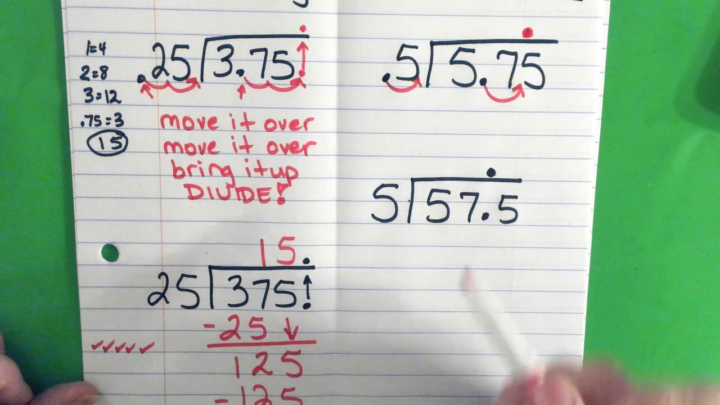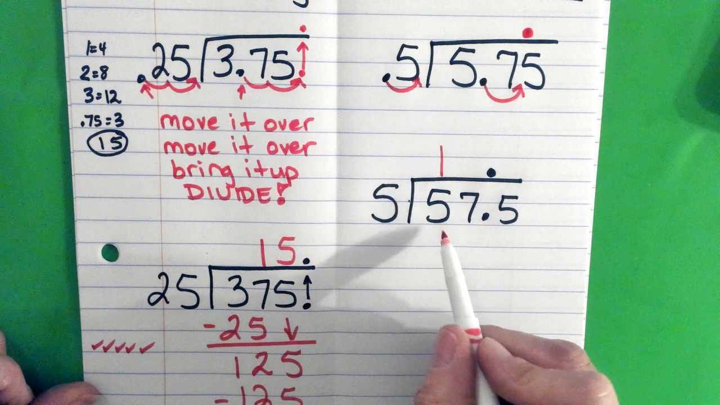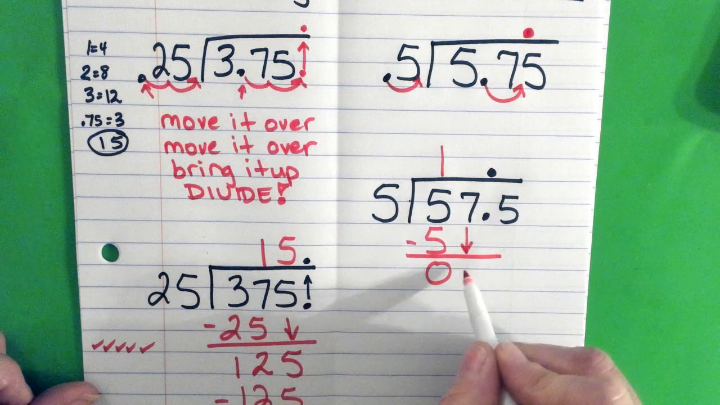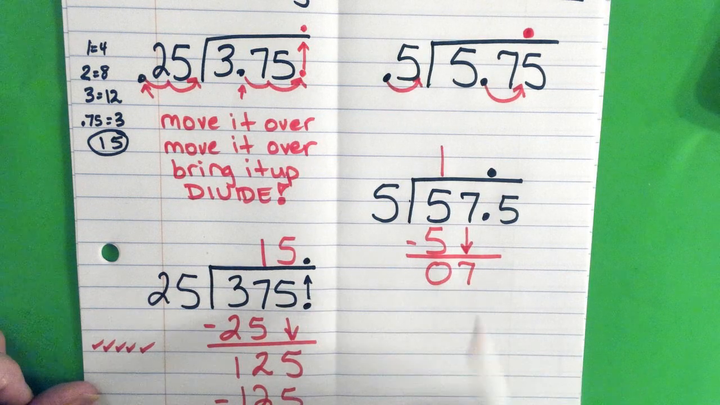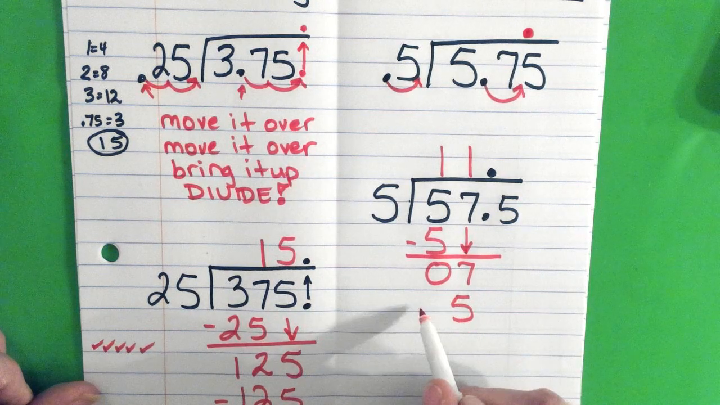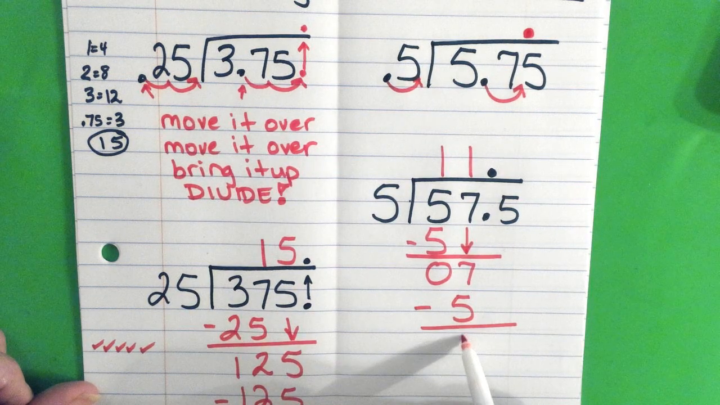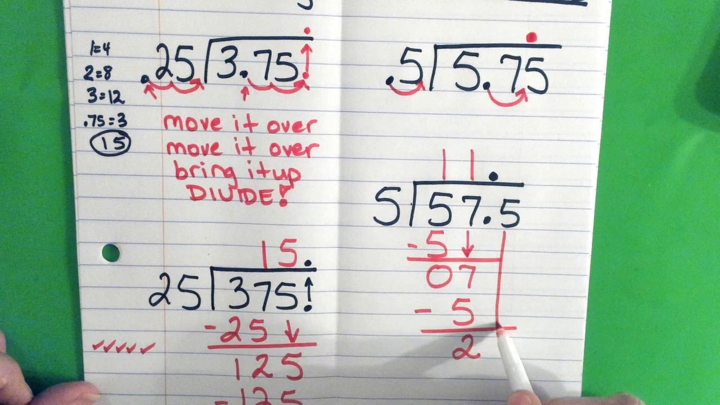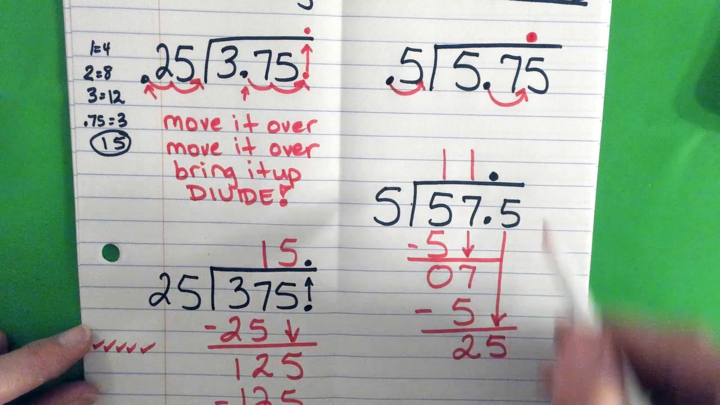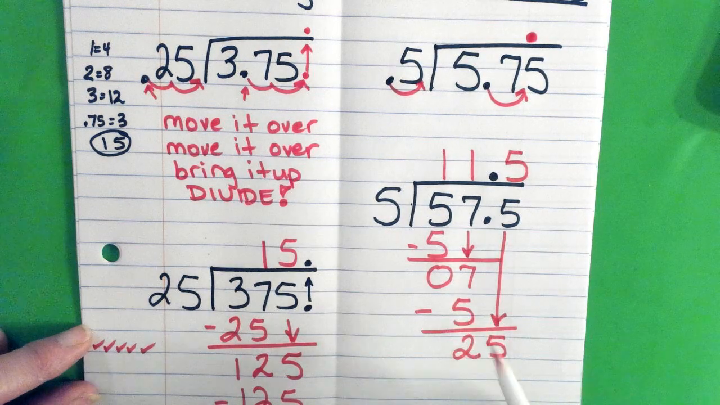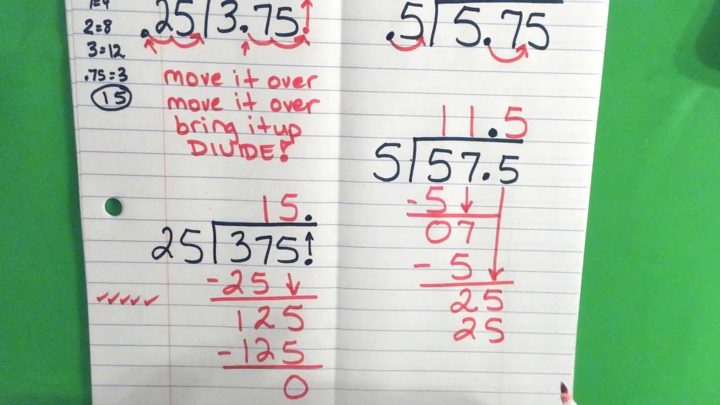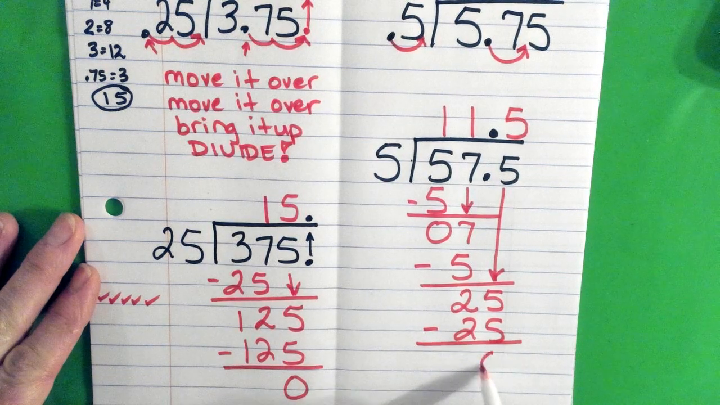How many 5s go into 5? 1. 1 times 5 is 5, and I have nothing remaining. Bring down the next digit, 7. How many 5s go into 7? 1. 1 times 5 is 5. Subtract. Now I have 2 remaining. Bring down the last digit, 5. 5 goes into 25 5 times. 5 times 5 is 25. And I'm running out of room. There we go. Subtract. And I have no remaining.